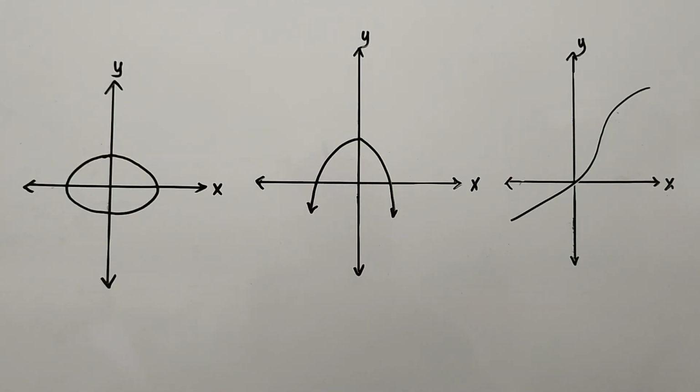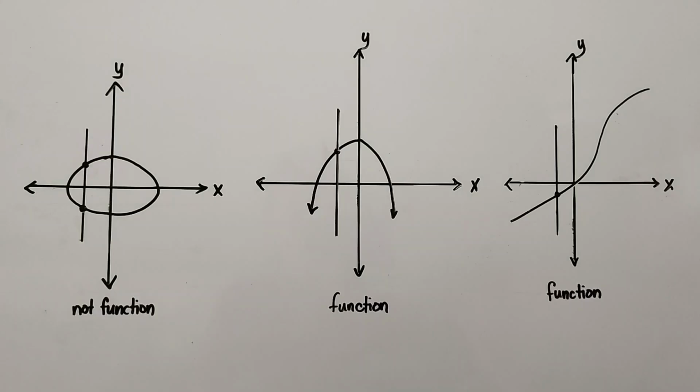To verify whether a graph represents a function, we apply the vertical line test. In the vertical line test, every vertical line must intersect the graph at most one point. The first diagram is not a function. Look at the vertical line. The vertical line touches the graph at 2 points. The second and the third diagrams are functions because the vertical line touches the graph at exactly 1 point.